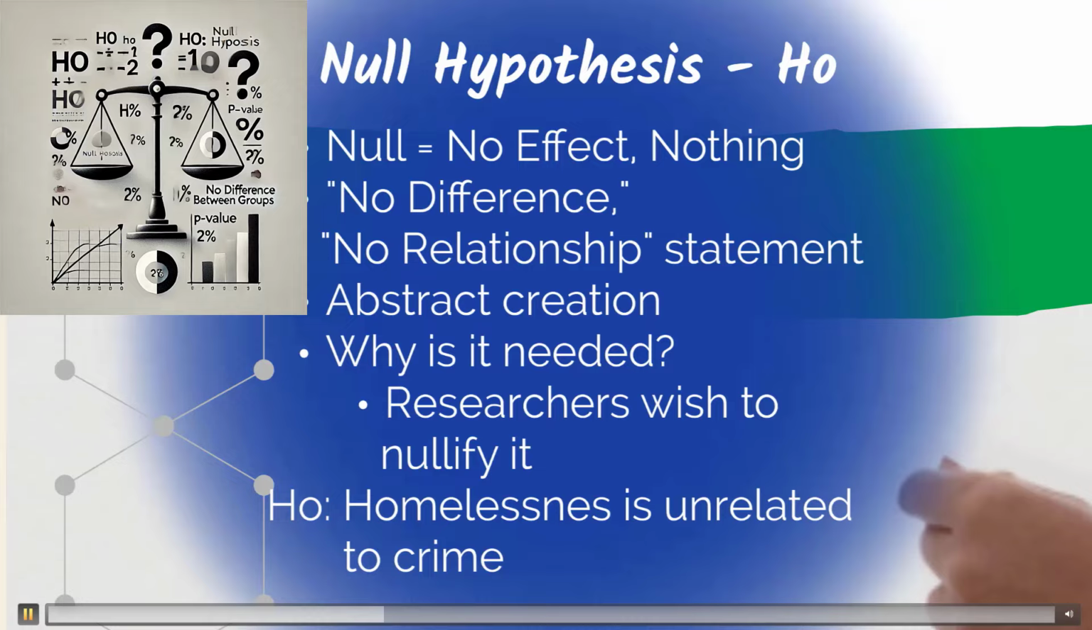The null hypothesis we used as an example before would be that homelessness is unrelated to crime, or, stated otherwise, there is no relationship between homelessness and crime.